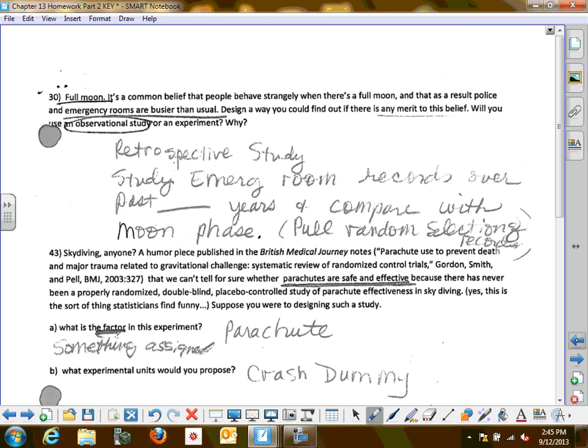I'll give you a hint. It has to do with this word. Compare what? That's the issue. Compare what? Now, Sarah specifically said take them from other places, and I just said do randomly selected ones. This is it. What am I comparing?